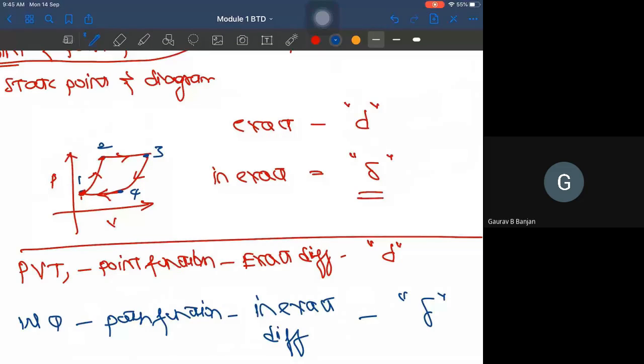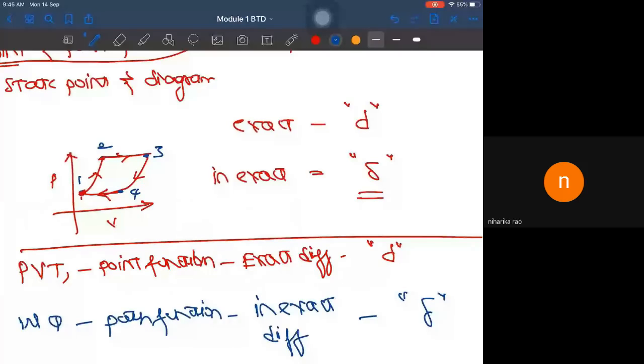Niharika, why is the point function called an exact differential? Sir, the difference between the properties between state 1 and state 2 is always the same, irrespective of the path they follow. That's great. So I have not talked about the path as of now. Just remember this, guys.